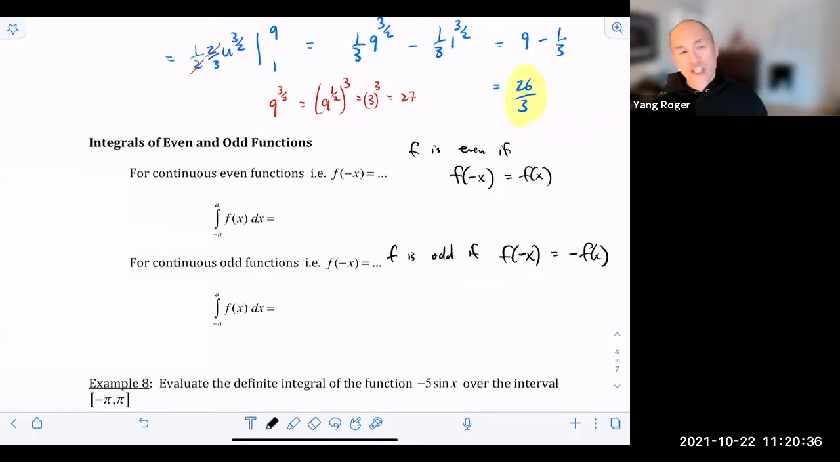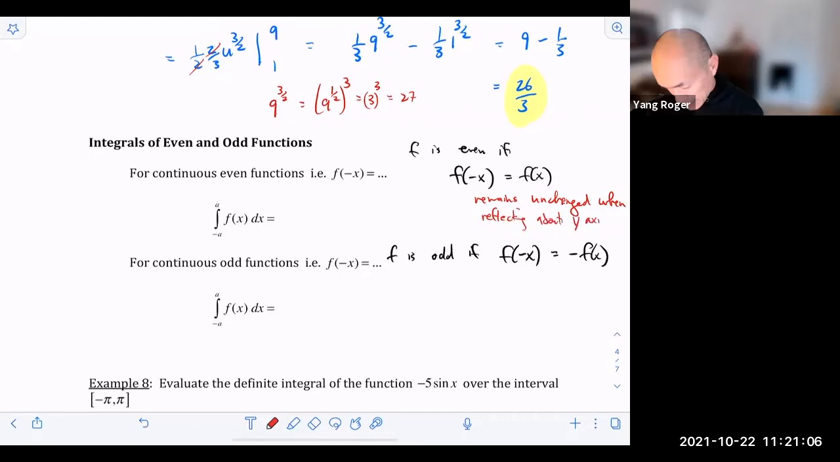So each of these terms have graphical implications. And what are these graphical implications? If a function is even, it remains unchanged when reflecting about the y-axis.